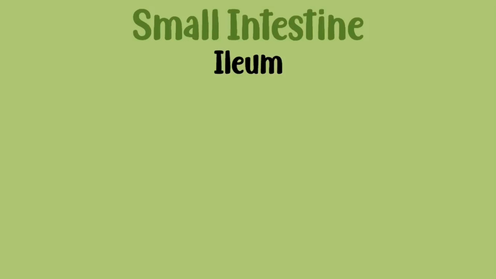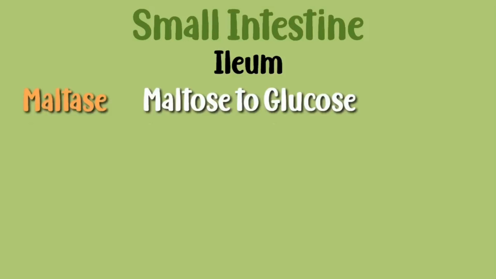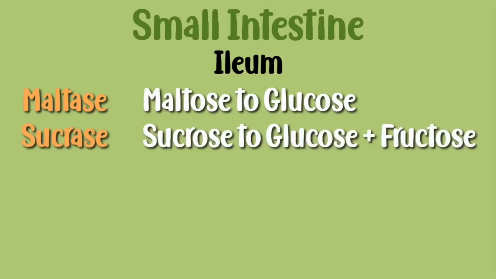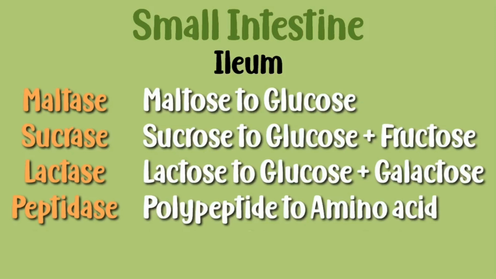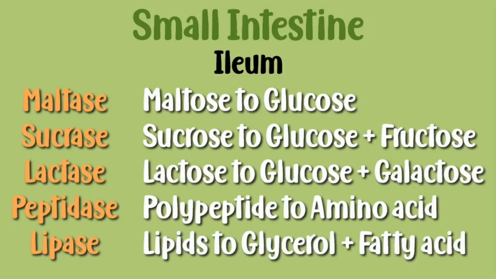And in the ileum, there are cells covering the villus which produce enzymes such as maltase, which converts maltose to glucose, sucrase, which converts sucrose to glucose and fructose, lactase, which converts lactose to glucose and galactose, peptidase, which converts polypeptide to amino acid, lipase, which converts lipids to glycerol and fatty acids.